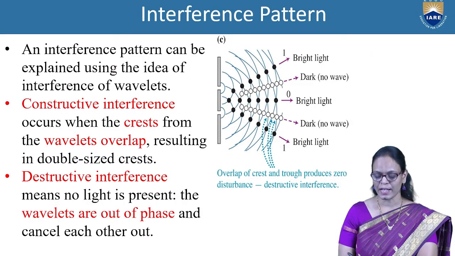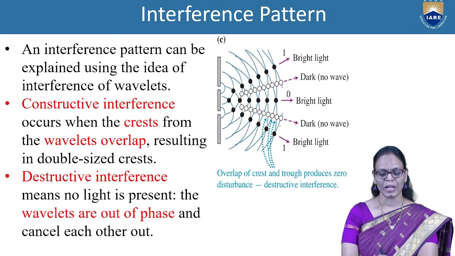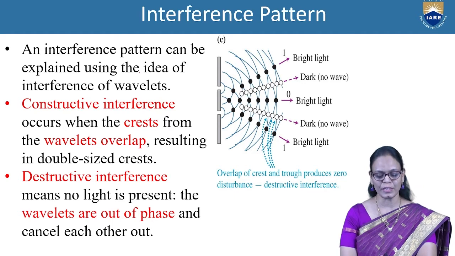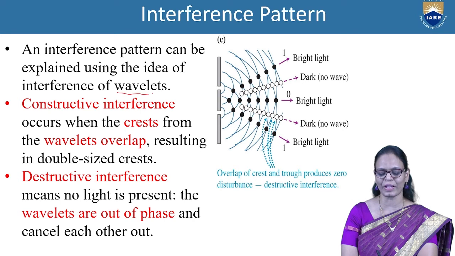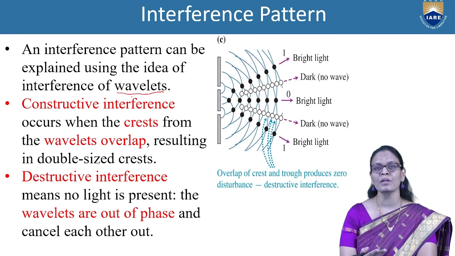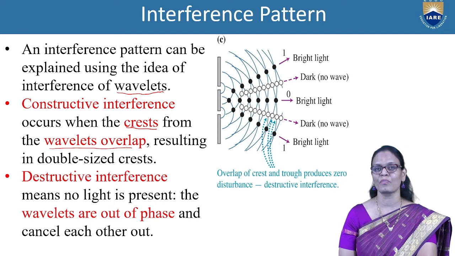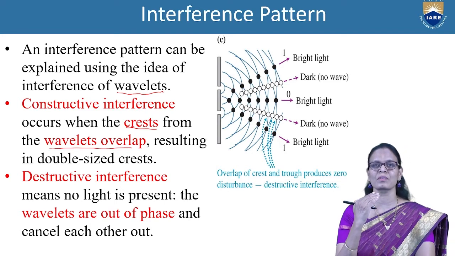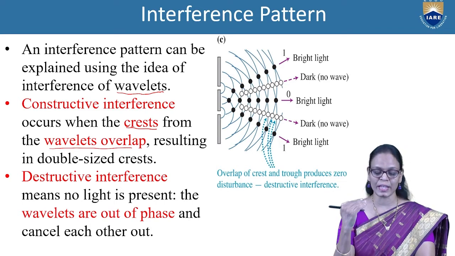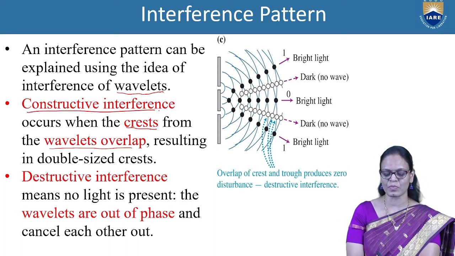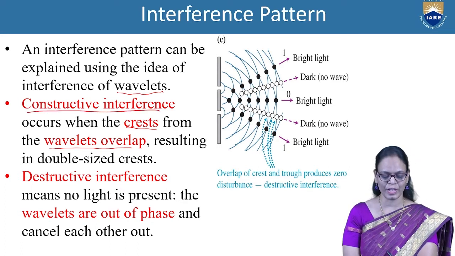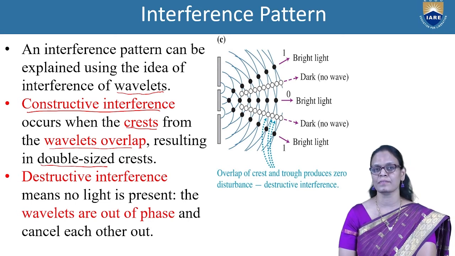Now, let us understand the entire pattern here. Interference pattern can be explained using the idea of interference of wavelets. So we are considering the wavelets that are originating from two sources which are placed very close to each other. So constructive interference occurs when crest from the wavelets overlap. When a crest of one wave falls on the crest of the other wave, then there is constructive interference. We call it constructive interference and you get double-sized crests.